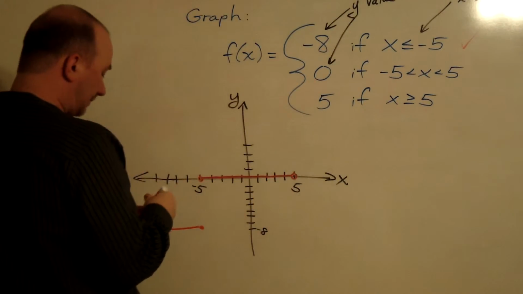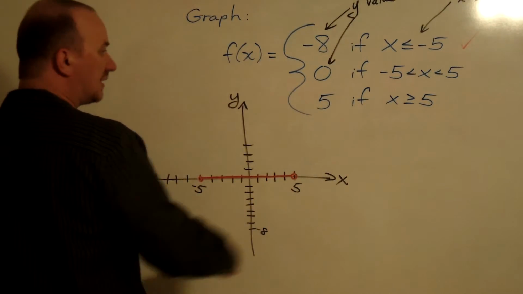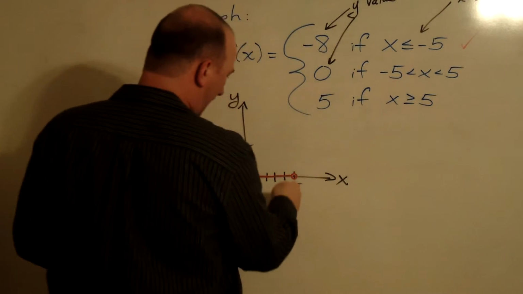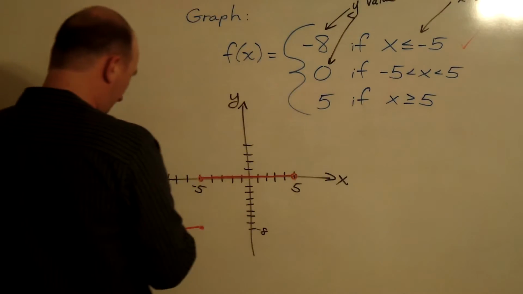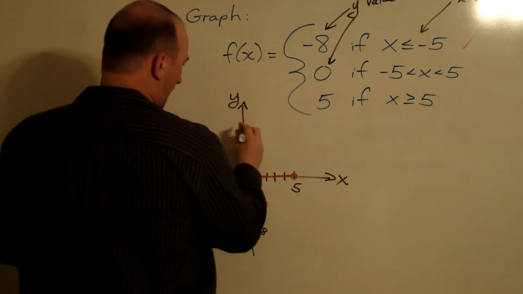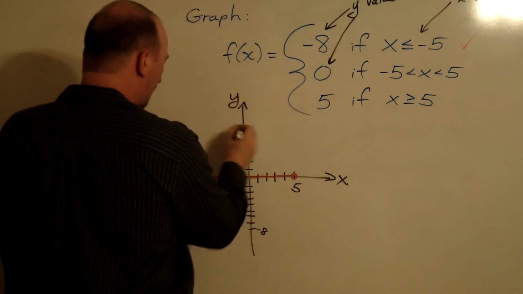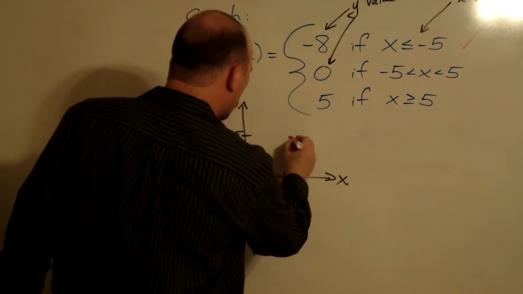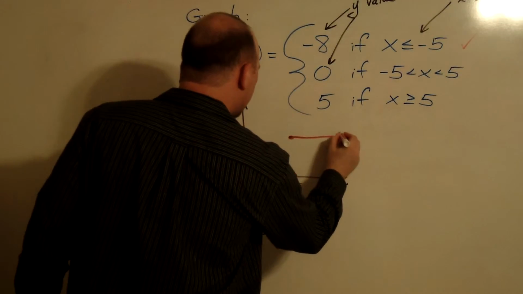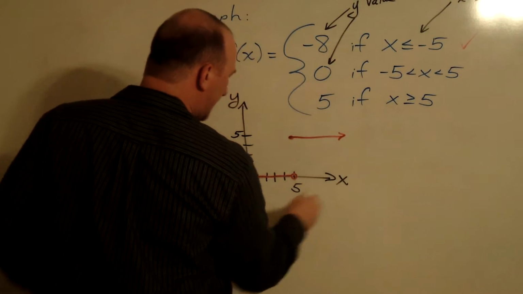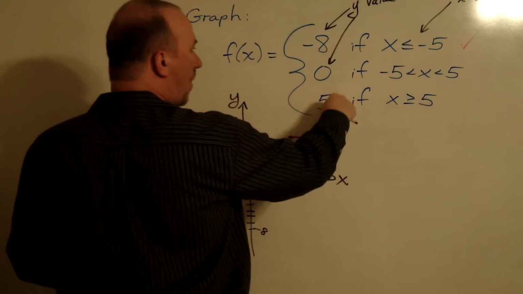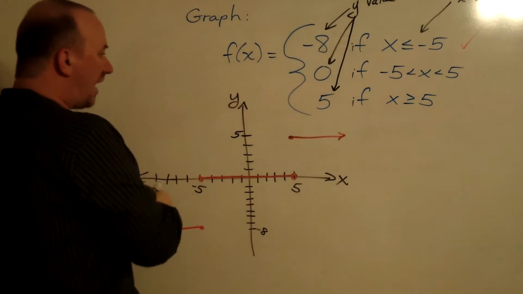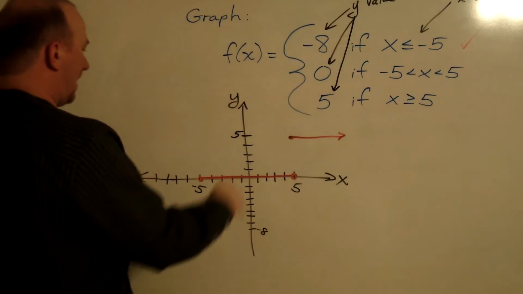Not including it. The next piece goes from x greater than or equal to 5. So at this point, the y value will be 5. So at x equals 5, the y value will be 5. And any x greater than 5 will still produce a y value. Remember I said this is your y value. It'll produce your y value equal to 5.